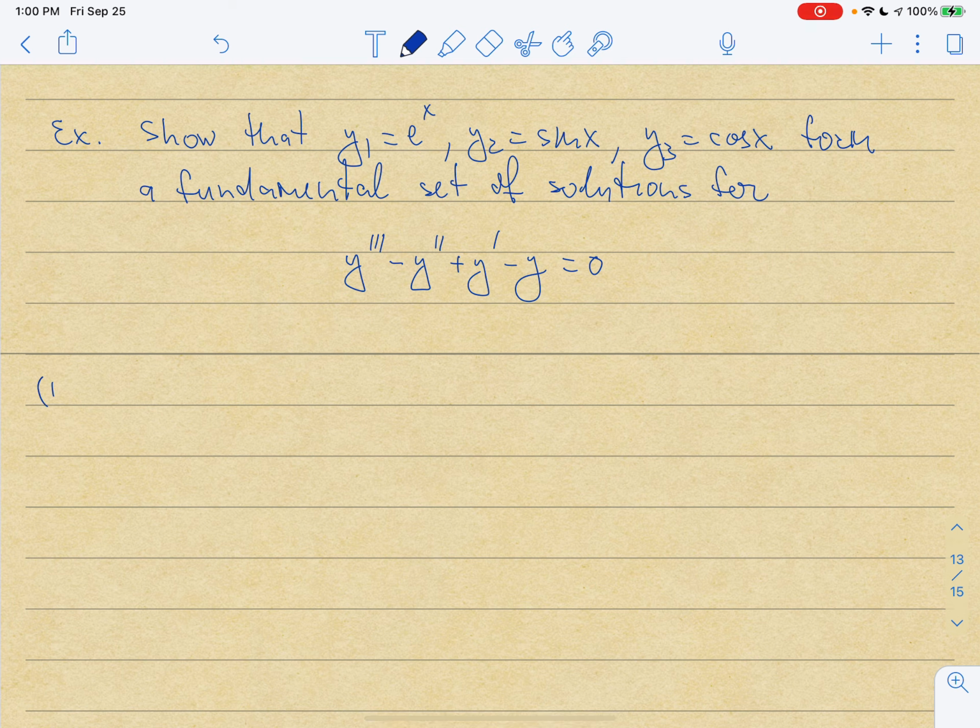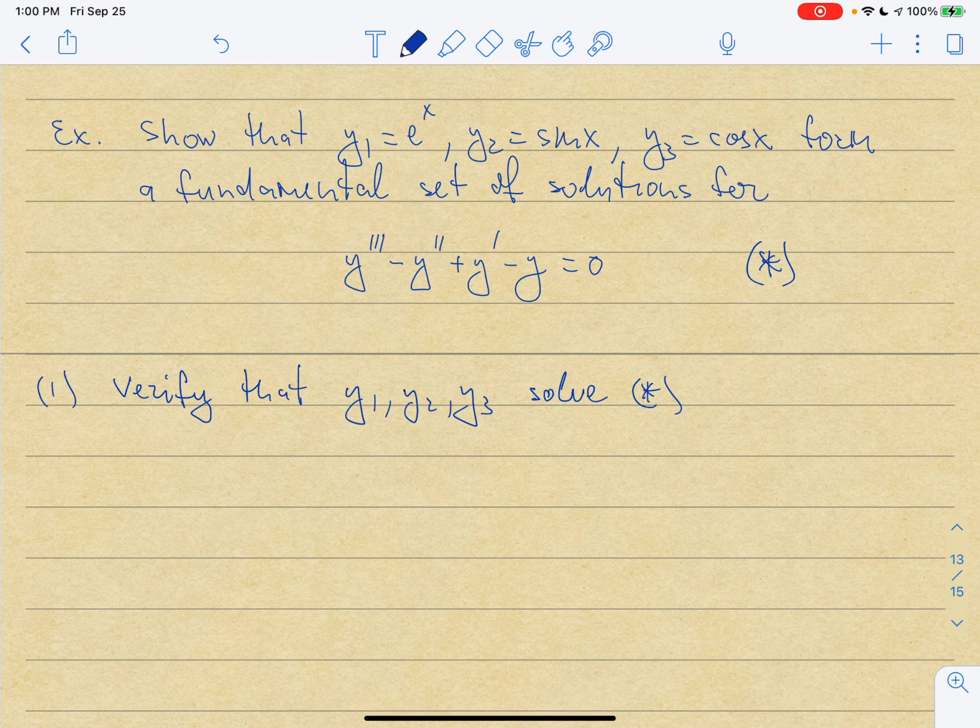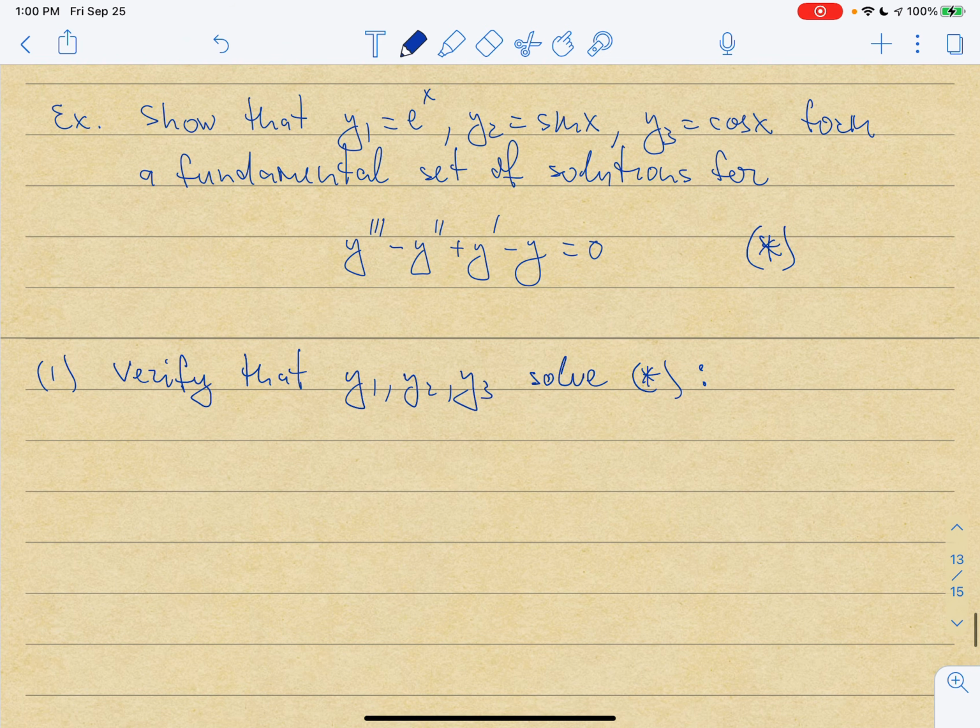Step number one, verify that y1, y2, y3, that they all solve, let's label this star, that they all solve this equation. So to verify, I would need to compute up to the third derivative of each function.